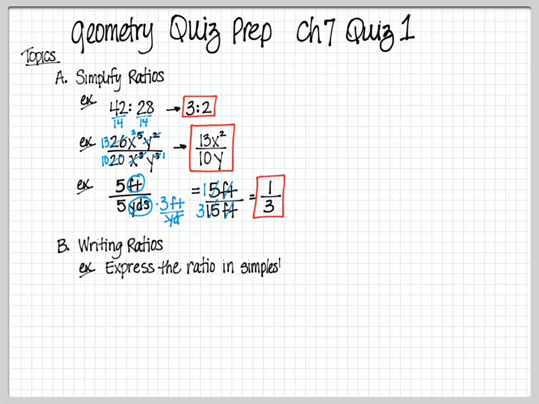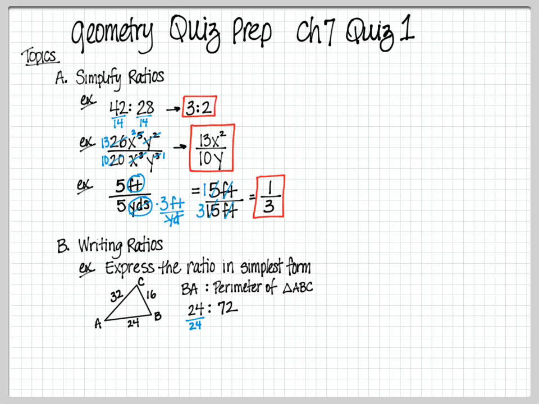Another topic is writing ratios, where if I give you some figure with numbers and I ask you to write the ratio, something like the length of BA to the perimeter of the triangle ABC, you'll have to figure out what the perimeter is and then simplify it. Or I could ask you for the side AC to the side AB, and again, simplify that ratio. All ratios are always simplified.